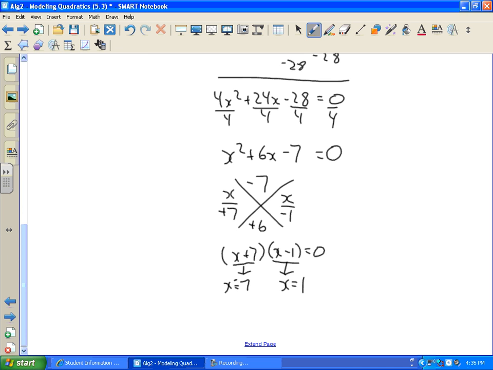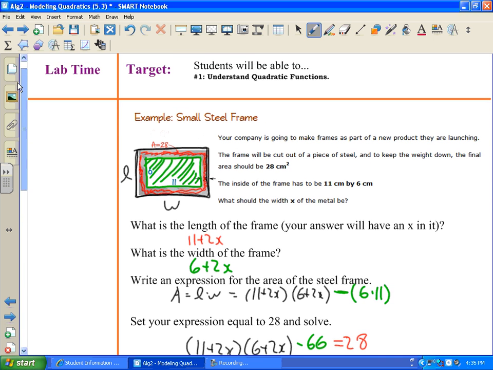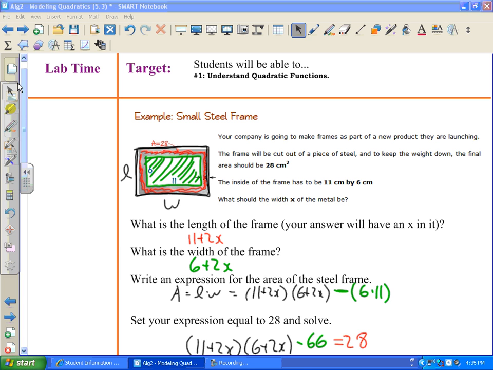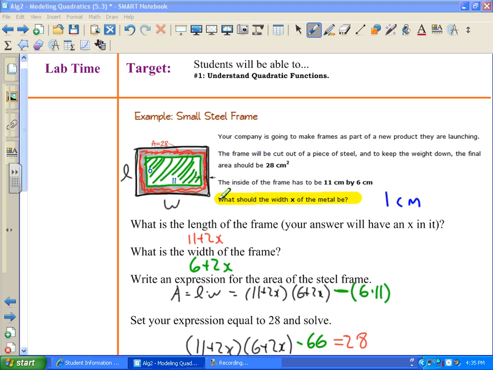Hopefully you're thinking right now, Mr. Wood, yeah, that's not going to happen. Side length of negative 7, I can't have anything that's negative 7 inches long. That's not going to work for me. So that must mean x needs to equal 1. What should the width of the metal be? That's what the question was asking. That is going to be 1 centimeter, not inches, centimeter. We were in centimeters on this problem.